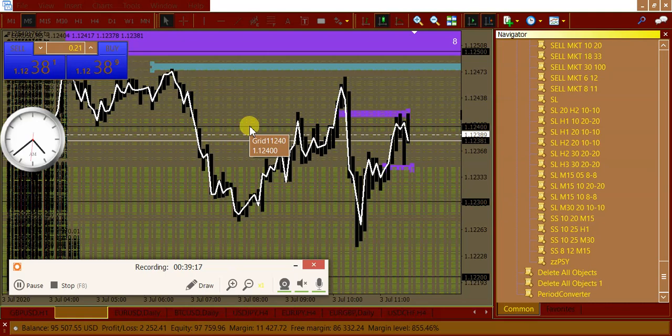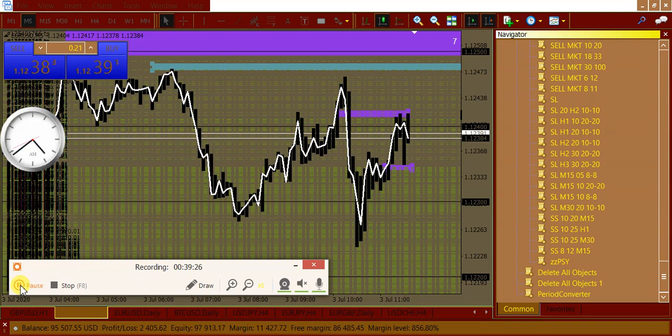Euro dollar. Okay, let's see what happens here. Let's get this thing around. Give this thing some time to catch up. We wait for my indicators to catch up.